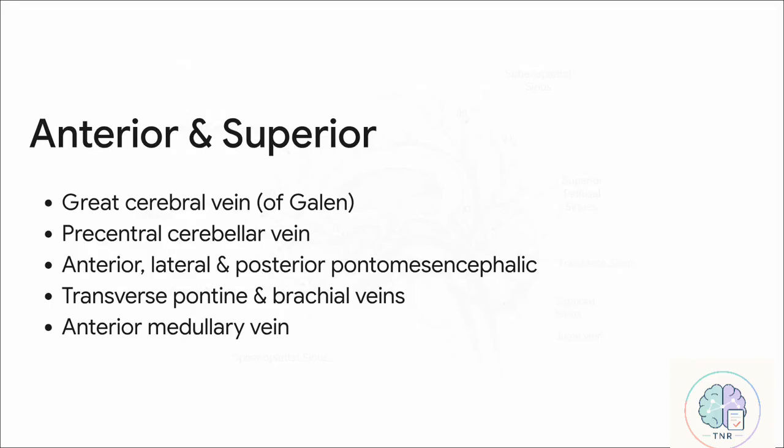Let's systematically catalog the anterior and superior groups first. Right at the top sits the great cerebral vein, commonly known as the vein of Galen. As we move down, we find the precentral cerebellar vein. Then, wrapping snugly around the brainstem near the tuberculum sellae, we hit a really complex web, the posterior, lateral, and anterior pontomesencephalic veins. Just below those are the transverse pontine vein, the bracchial vein, and the anterior medullary vein. You have to know this anterior cluster backwards and forwards when approaching the clivus or the brainstem.